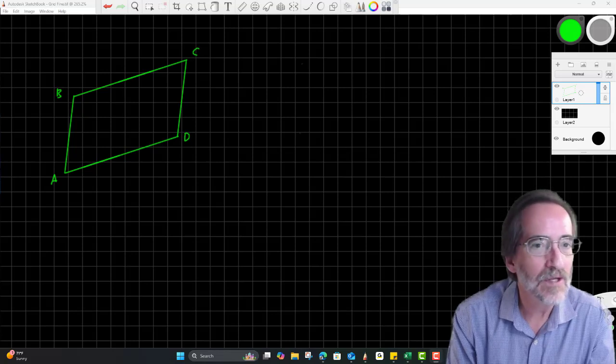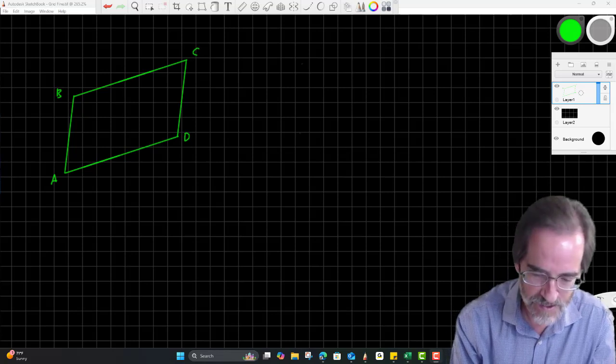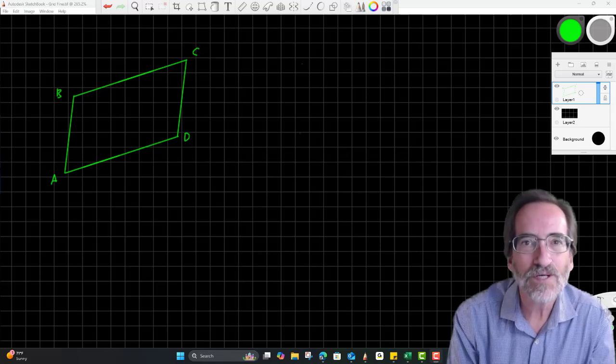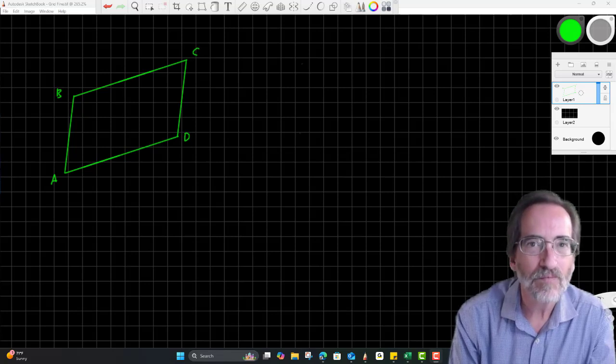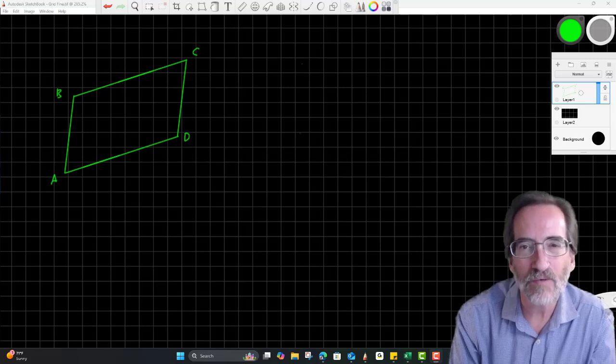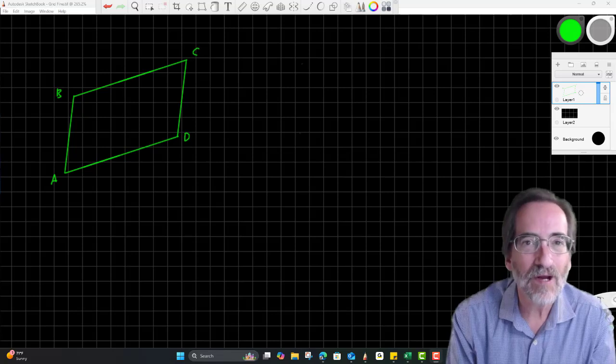Right, we are doing Unit 6, Lesson 7, and we're talking about the properties of parallelograms, and the unit is on triangle proofs. So it's going to involve triangles and doing proofs involving triangles. But we need to start with the definition of a parallelogram.